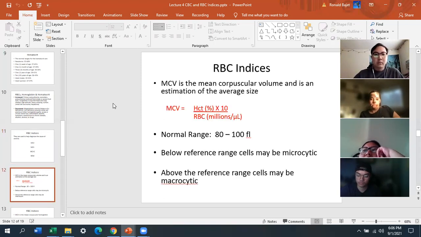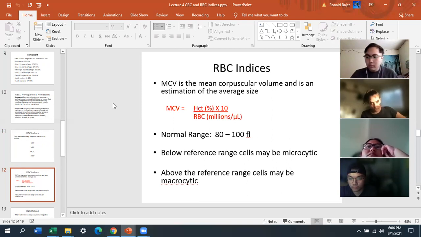So the MCV, that's the formula. Make sure you know the formula. It's hematocrit times 10 divided by RBCs, okay? Normal range is 80 to 100. Anything below 80 is microcytic. Anything over 100 is macrocytic. But make sure you know the formula. I think I'll still give you the formula sheet, what MCV, MCH, and MCHC are.